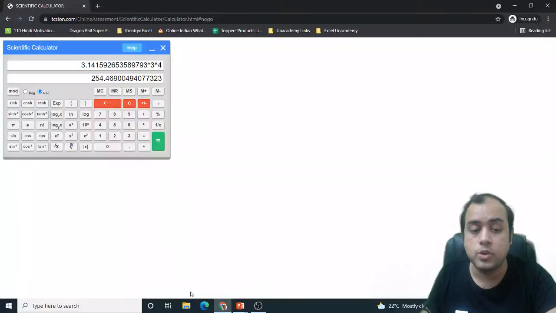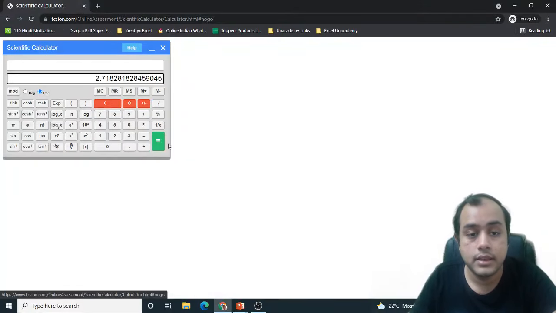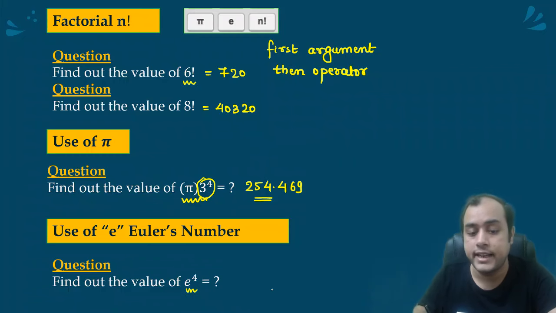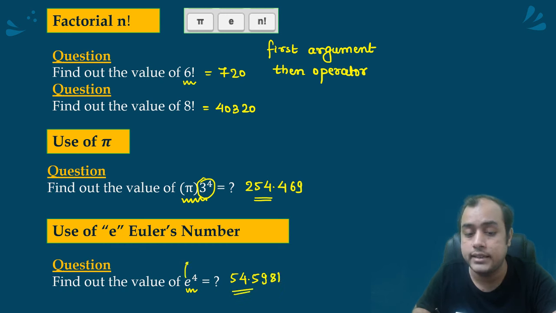Finding e to the power 4, how do we do that? E is this. Now if you want to find e to the power 4, this is e cap 4, 54.5981. So e is simply a number here. Don't treat it as an operator. E is just a number, not an operator.